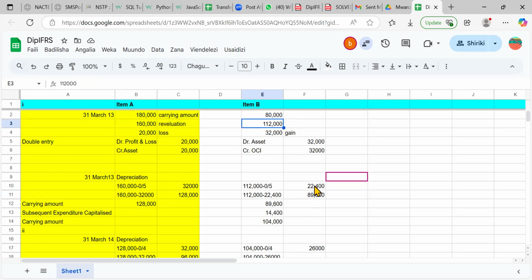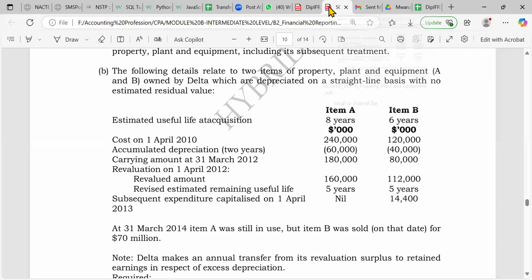So it's 22,400. That's good. Now to have the carrying amount at the end of the year, we would have to deduct. So you deducted 32,000 from 160, and we had this 128, right? And then here you deducted 22,400 from 112,000, and you had this one. It's fine too. So until this point, we have the figure at the end of the first year, right?